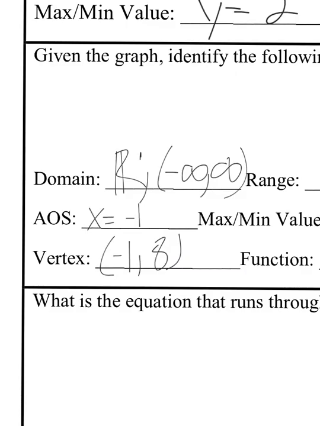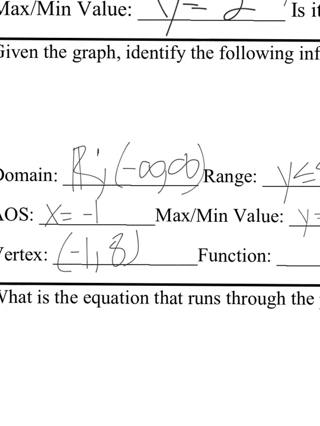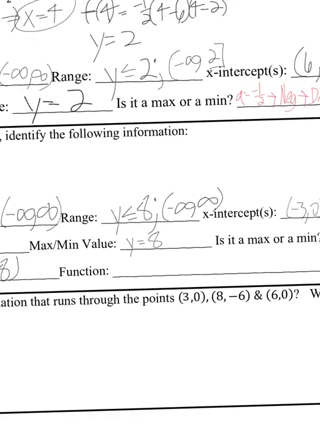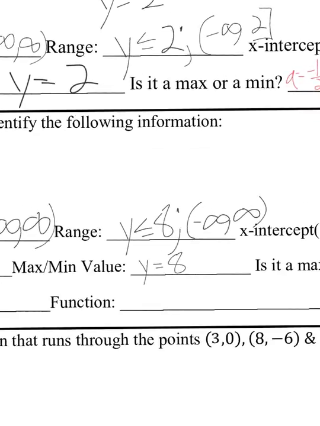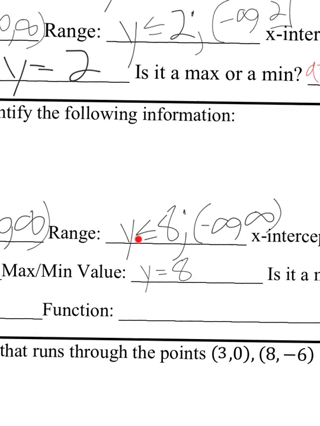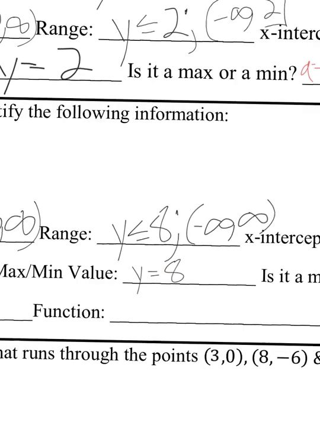Okay, so the domain is always all real numbers. My axis of symmetry was given to me, x equals negative 1. The vertex was the very topmost point of the graph. That was at (negative 1, 8). The graph was opening down, so I did my range as y is less than or equal to 8. And that min-max value is just y equals 8. That was using the vertex.